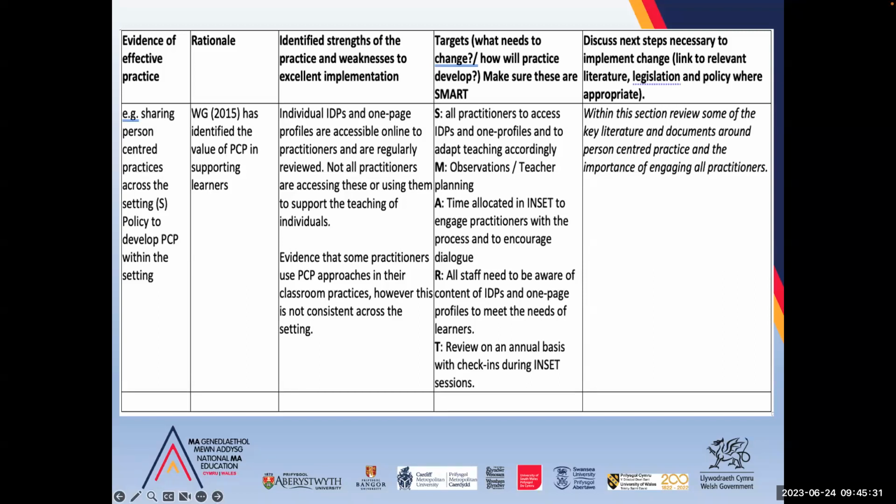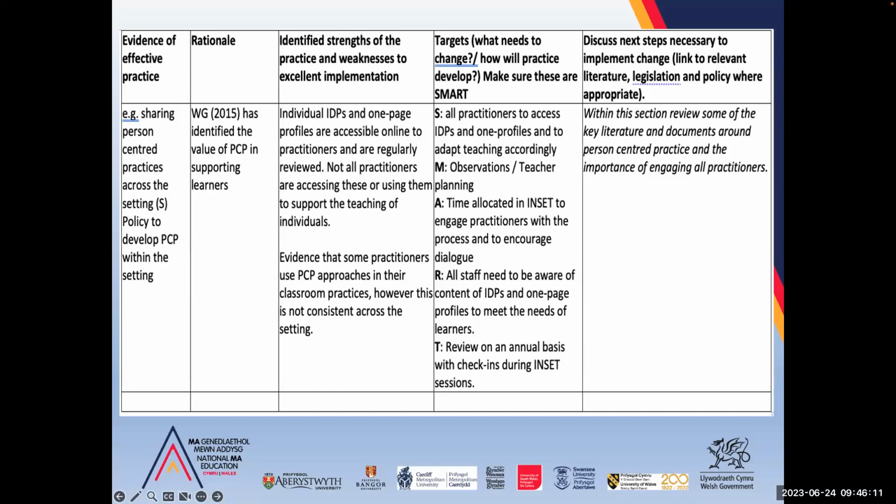Identified strengths of practice and weaknesses to excellent implementation. So we've suggested here that there might be individual IDPs and one-page profiles which are accessible online to practitioners, and that they're regularly reviewed. So that could be viewed as a strength. However, maybe one of the barriers is that not all practitioners are accessing these, or that they're not using them to support the teaching of individuals. So they're not going to them regularly, they're not looking at them, and they're not incorporating them as part of their teaching practice.